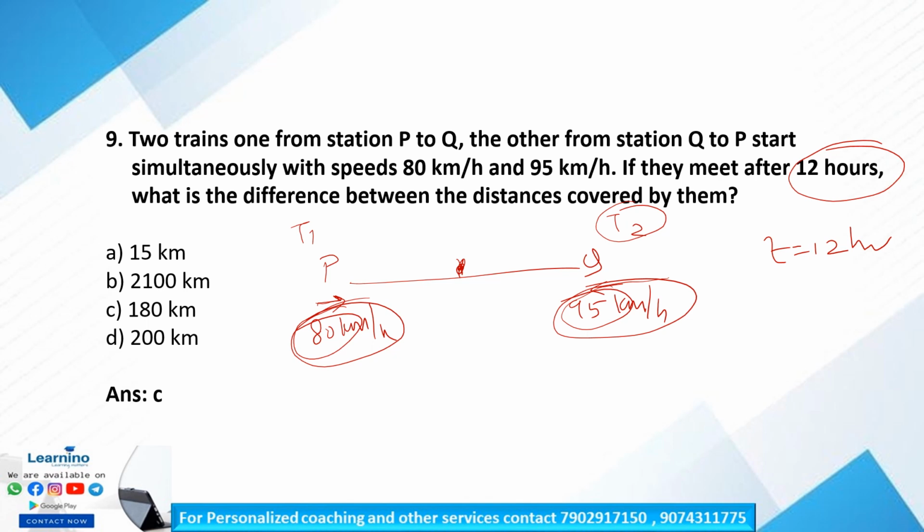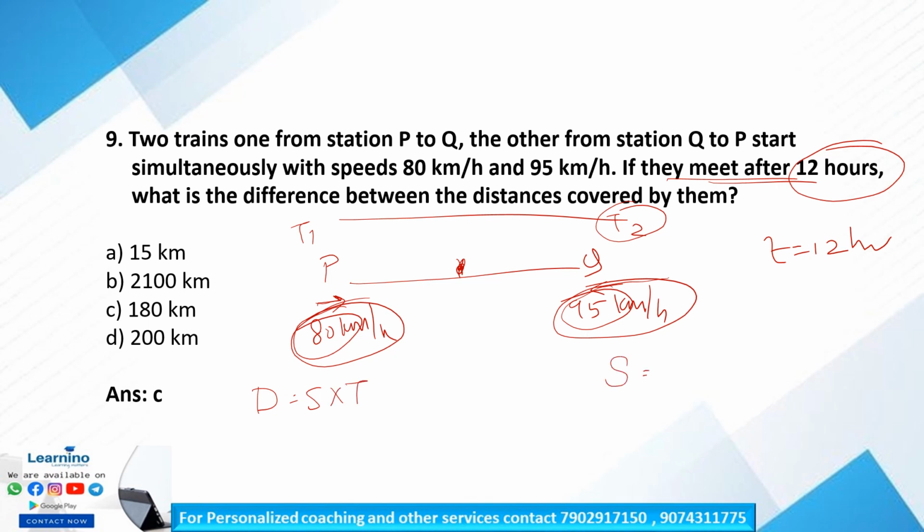So if they meet after 12 hours, they travel for 12 hours and they meet. We have to find the difference between the distance covered by them, since T2 traveled more distance than T1. So what is the equation for distance? Distance is equal to speed into time. So what is speed?